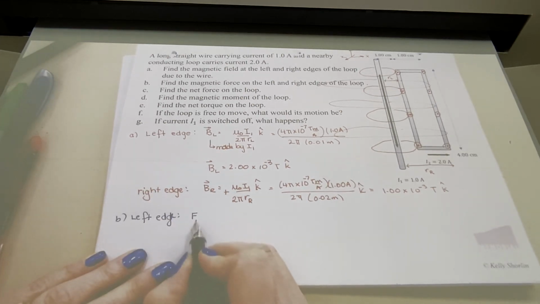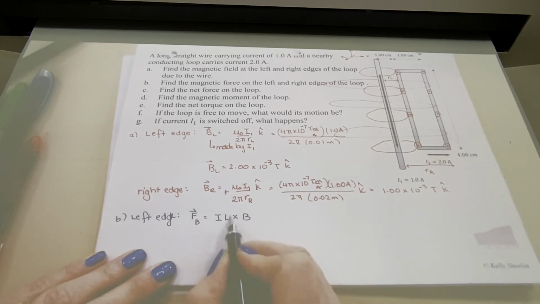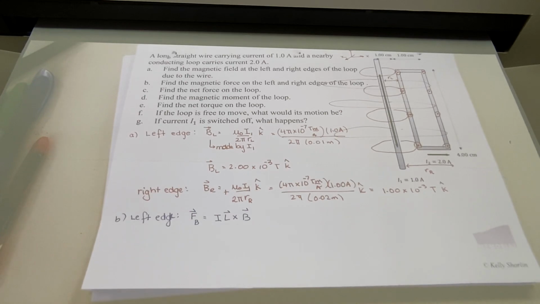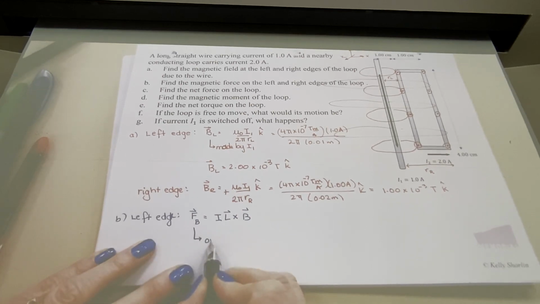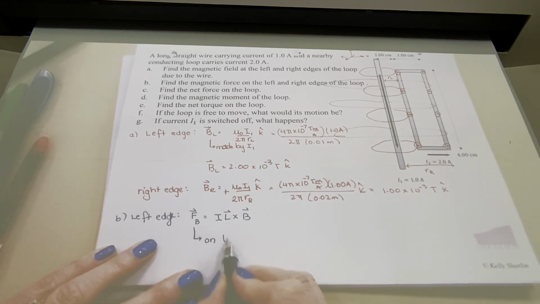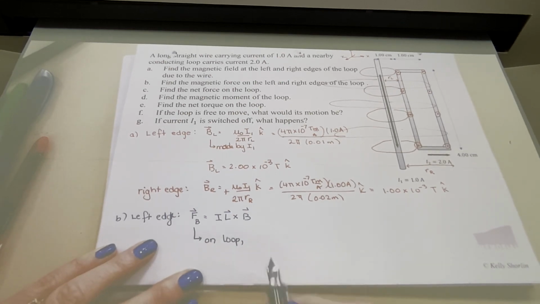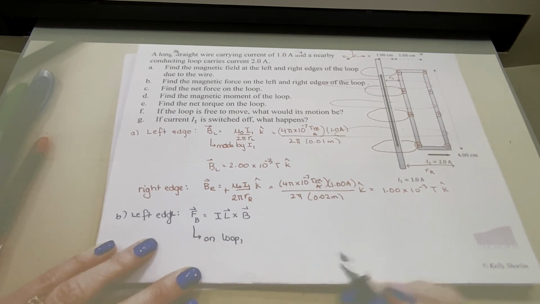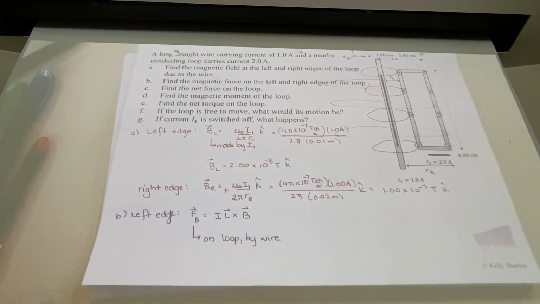So the magnetic force equals IL cross B. Let's be careful with our symbols here and make sure we understand what we're doing. This magnetic force is on the loop, the left edge of the loop, because it's sitting in the magnetic field made by the wire, so in shorthand, by the wire. Okay? So the wire makes a magnetic field, it sits in the field, this is the force on the loop.